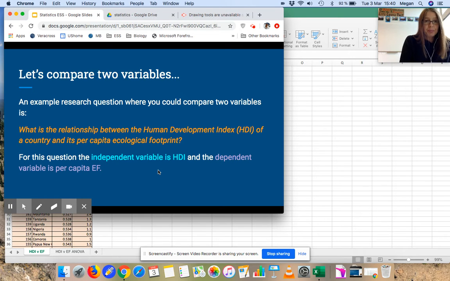So the first thing we're going to do is compare two variables using this question: What is the relationship between the Human Development Index of a country and its per capita ecological footprint? In this case, our independent variable is our HDI, and our dependent variable is the per capita ecological footprint.